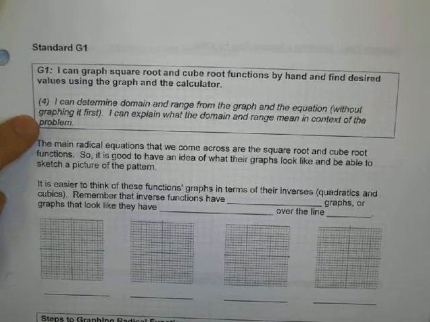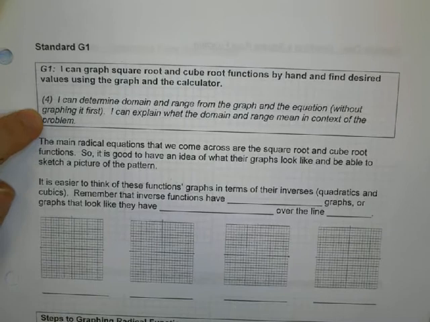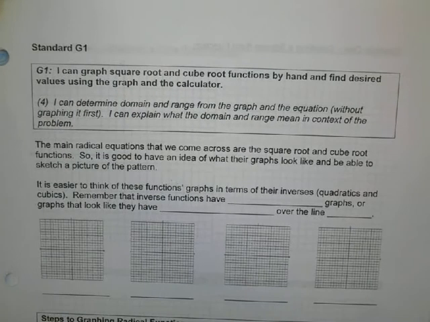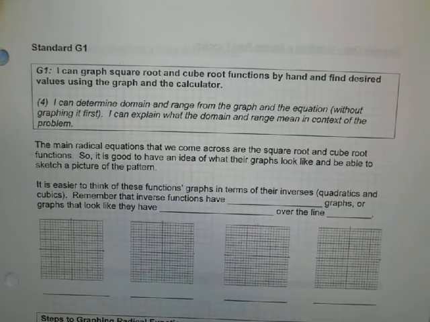The 4, the extension, is being able to do it, finding the domain and range without necessarily having the graph in front of you. Alright, the main radical equations that we come across are the square root and cube root functions. So it is a good idea to have an idea of what their graph looks like and be able to sketch a picture of the pattern.